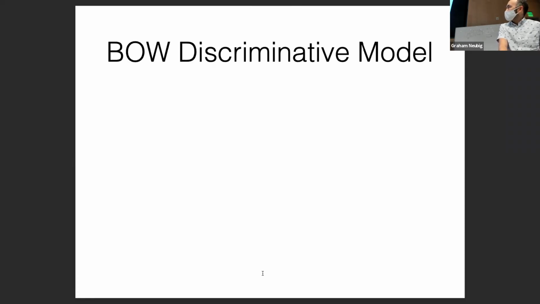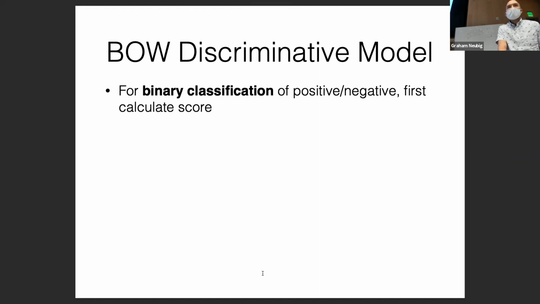So if we think of a bag of words discriminative model, let's think about binary classification at first, because it's a little bit simpler to write down in formulas. But basically, let's say we have a positive negative classification. And what we do is we define the score of a sentence as being the score of the class. So this is our bias that we talked about before. And then we have a parameter for the bias, and then we have a parameter for the label itself, given each word in the sentence.